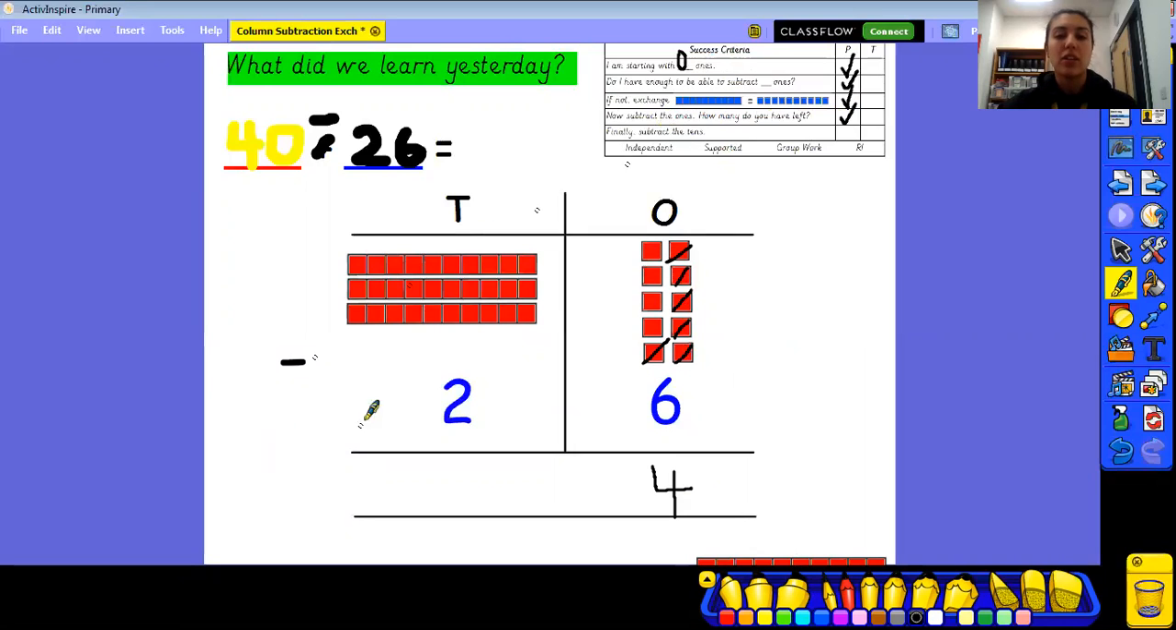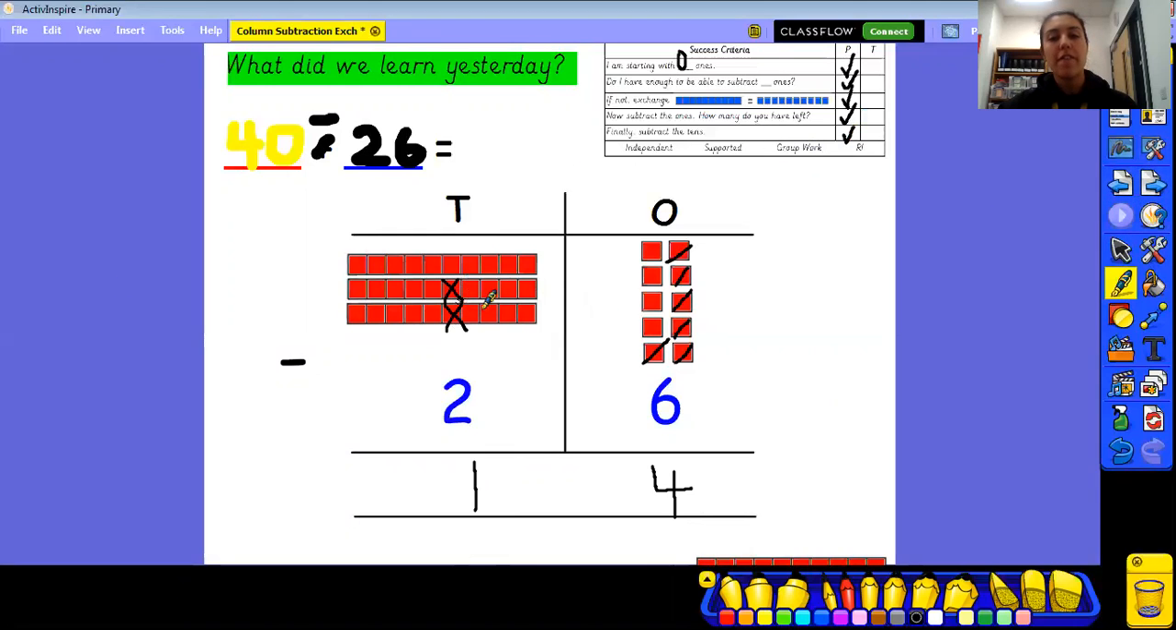So now that we've worked out how many ones we have left, now we can finally subtract the tens. So I don't have 4 tens anymore because one of my tens became 10 ones instead. So that means I'm left with 3 tens, and I am subtracting 2 of them. So that means I've got 1 ten left. So 40 subtract 26 equals 14. Well done if you managed to work out that correctly.